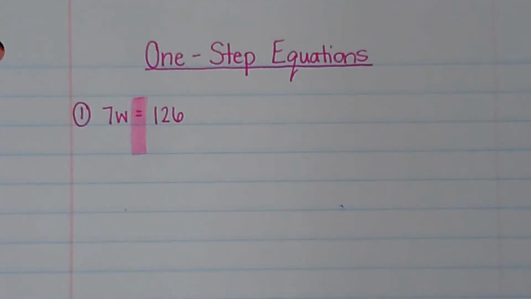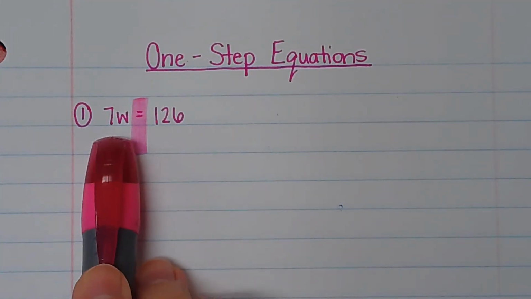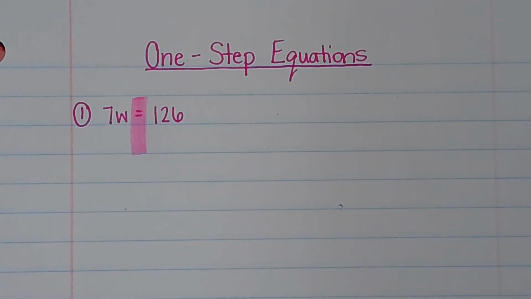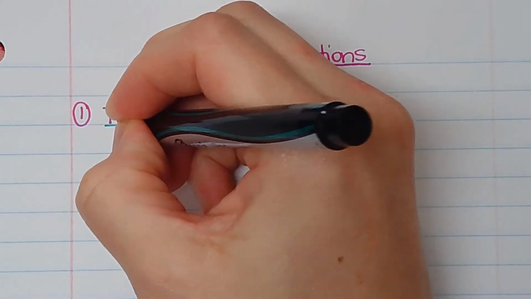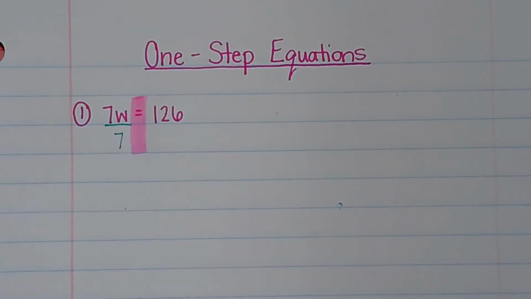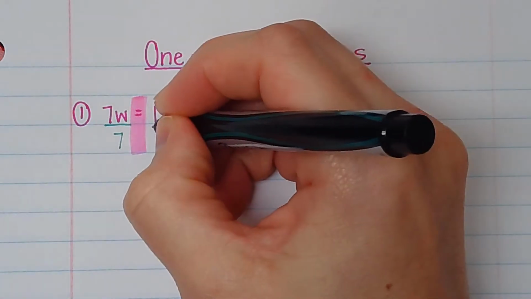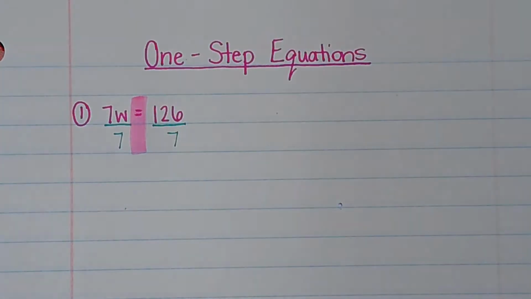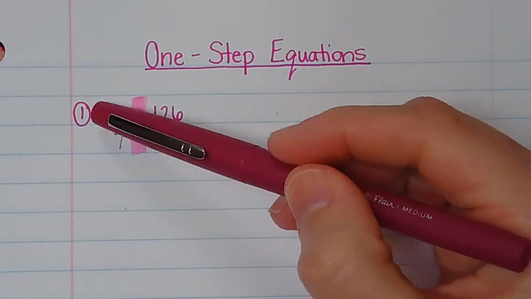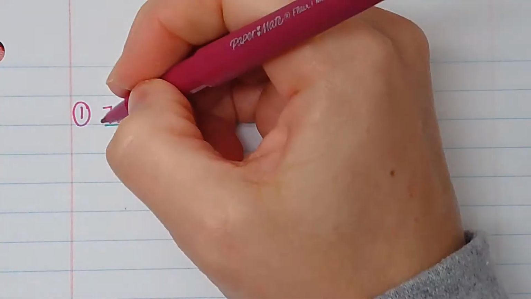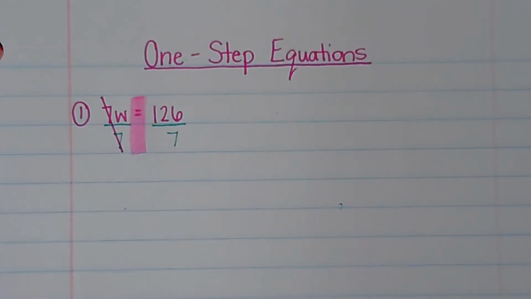We care about the side with the variable, so I only really care about the 7 and the W right now. What are the 7 and the W doing? They're multiplying. So how do I fix that? I have to divide. Remember, you do the inverse. So I divide by 7. Remember, whatever you do to one side, you have to do to the other side. So I'm going to divide this side by 7, okay? When you do the inverse, it makes the numbers cancel out. So all I'm left with is W.